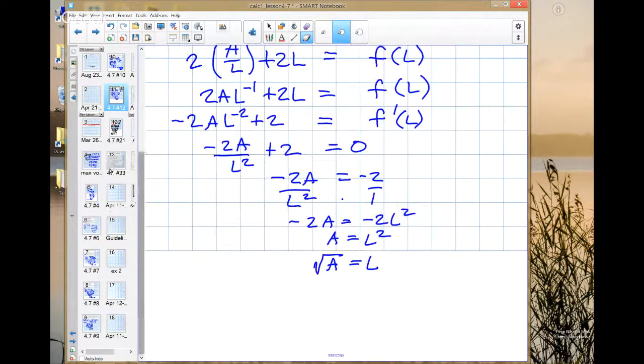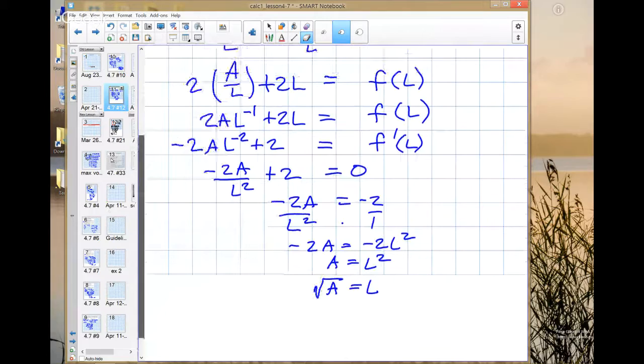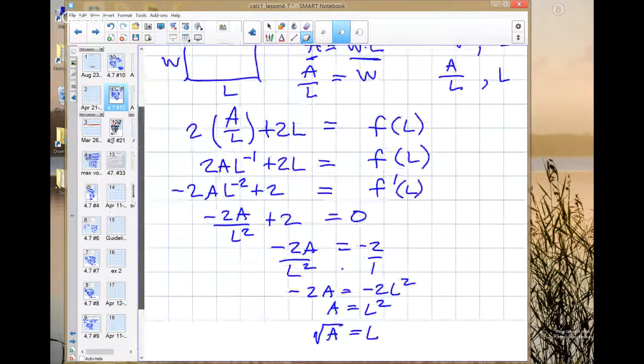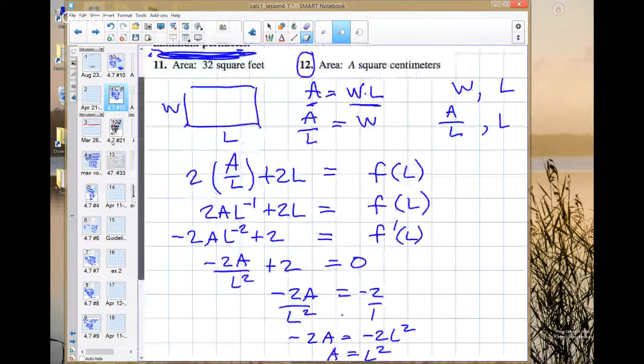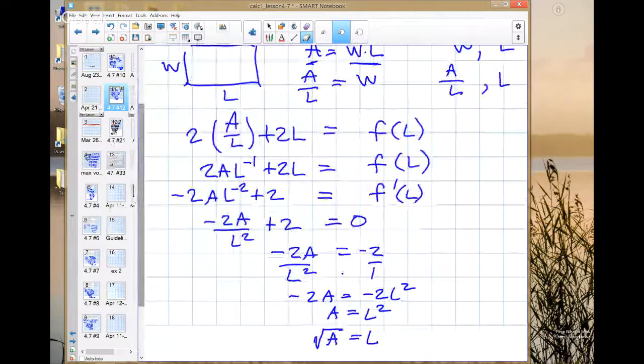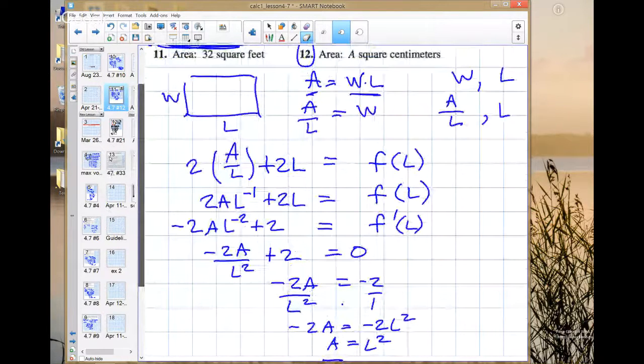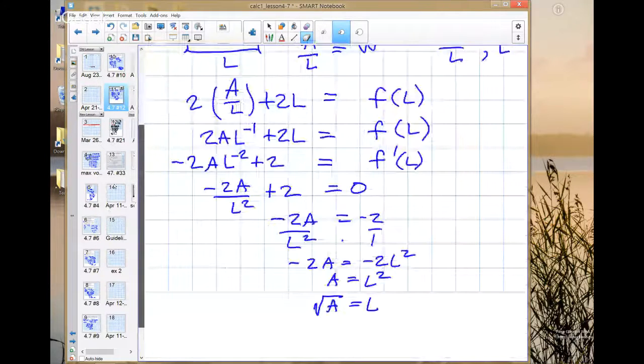So what we found out is, again, the same thing. If you want to do a max or a min in a rectangle, you always wind up with a square. So what's the length? The square root of the area. From an area start, we wind up with a square root. When we did the perimeter, we found out it's 1/4. But both things point to a square. So let me see, did I answer the question? It says, find the length and the width. All right, well, if the length is the square root of A, what is the width?